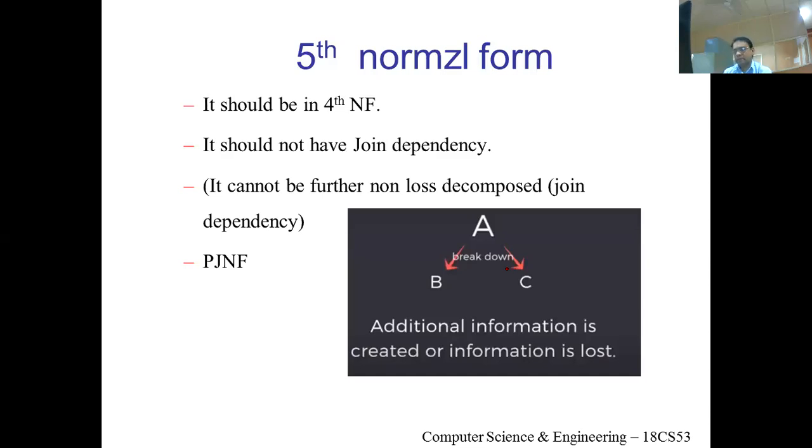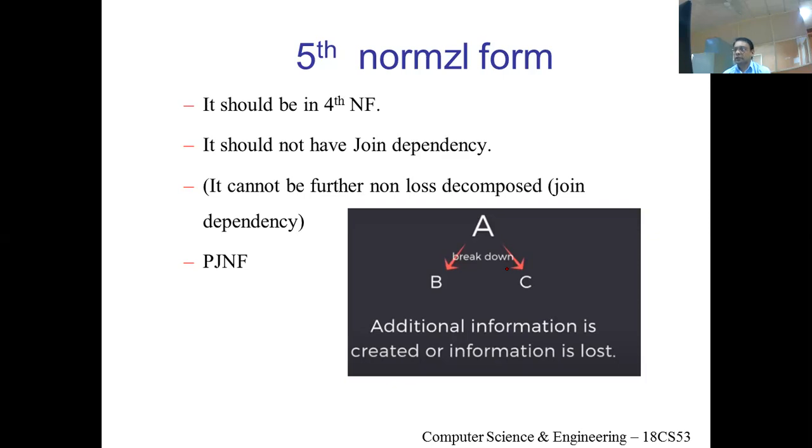So fifth normal form is based on the concept of join dependency, and it says that a relation or a table is in fifth normal form only if it is in fourth normal form and it does not have any join dependency. That means if we decompose a relation R into sub-relations R1 and R2, the natural join of R1 and R2 should produce the original relation. Otherwise, if there are any additional tuples or any loss of information, then we can say that the relation is not in fifth normal form.